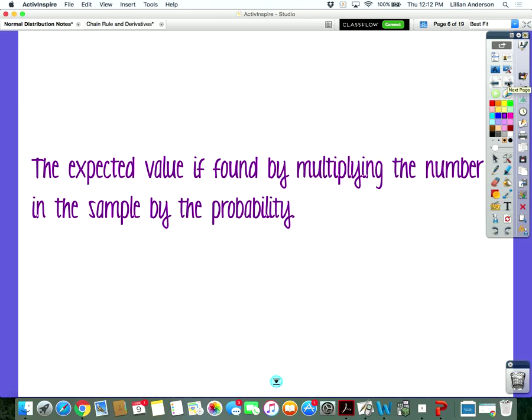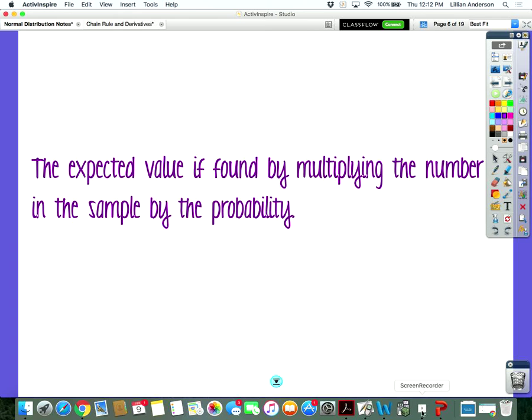Before we look at an example, make sure you get this down. Sometimes you'll be asked to find a certain value using your normal distribution curve, and they're giving you a certain set of data. It's called expected value. You can find this expected value by multiplying the number in your sample by the probability.